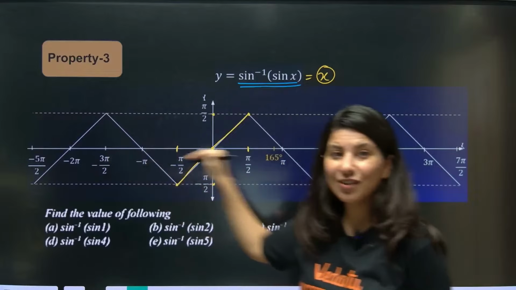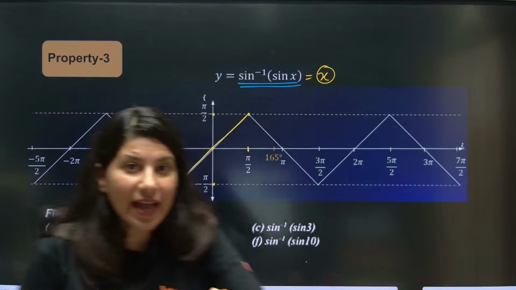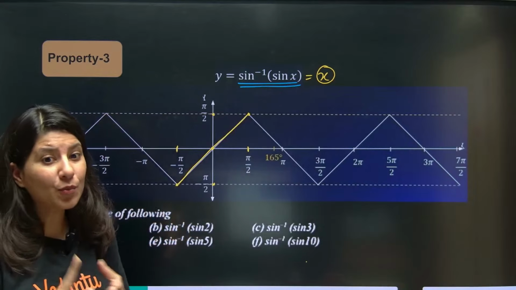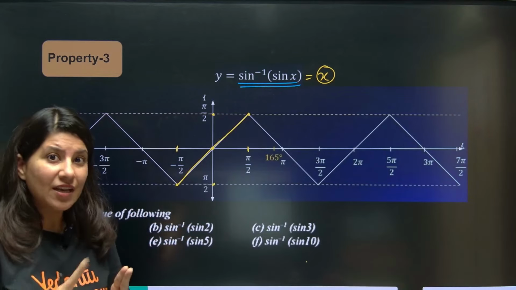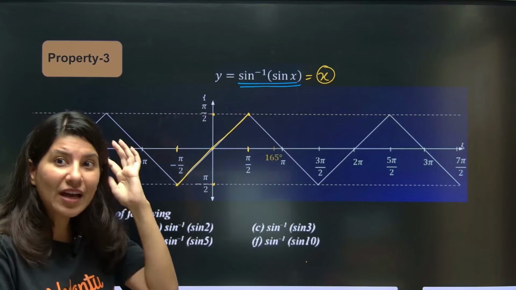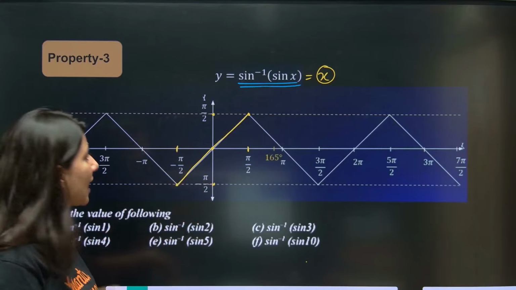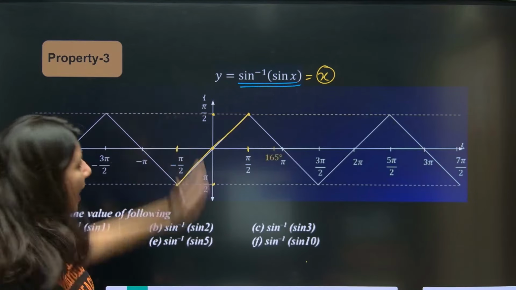On x-axis also we have angles, on y-axis we have angles. So we put the angles, we get the angles, both in property 2, property 3. You realize, in property number 2 we were putting the angles and getting the values. In property number 3, putting the angles, getting the angles. So angles on x-axis, angles on y-axis.